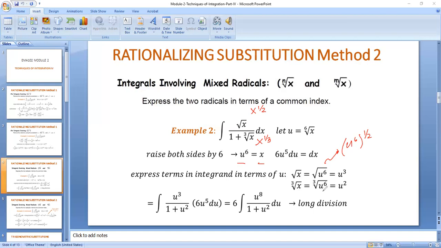Now, you do the same with the cube root of x. So x will be your u raised to 6. This time it's the cube root, so this one is comparable to u raised to 6 raised to 1/3. That is why you see here a u squared. So in your original integral, you will replace square root of x by u cubed and cube root of x by u squared. What about the dx? The dx will be replaced by 6u raised to 5 du.